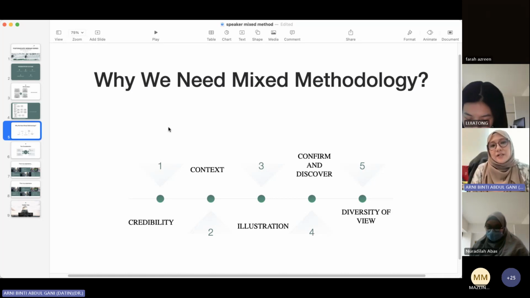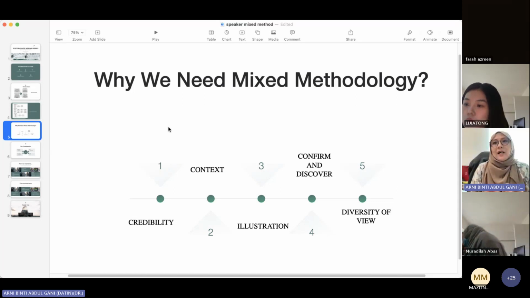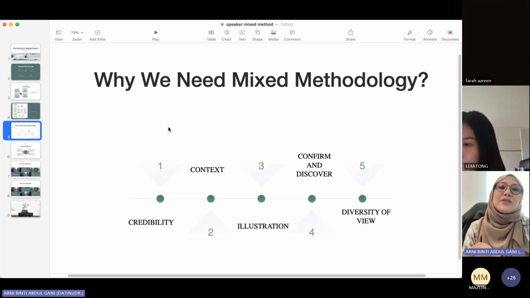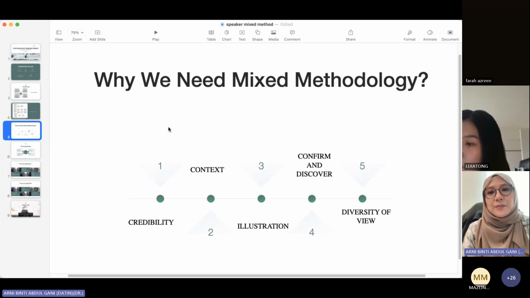The third one is illustration. Illustration means that mixed methodology is used to explain quantitative data. As we know, quantitative data or quantitative findings can be dry, quote unquote dry, meaning to say it's just numbers, those kinds of things, very clean findings. But you need something to elaborate more. You have to embed some richness maybe to the explanation and interpretation. So you need that. So there's a need for mixed methodology for illustration purposes.